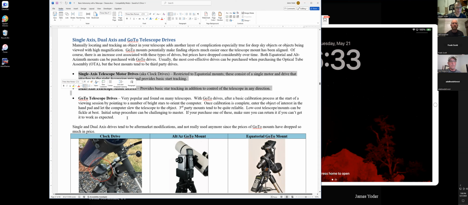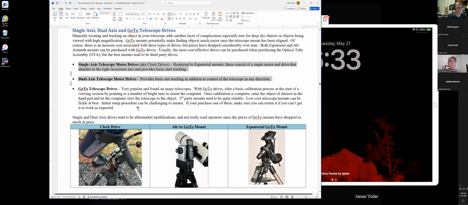Learning how to calibrate that telescope can be challenging if you don't have someone there to help you out with it. I know when I got my first telescope, it took me about 6 months to figure out how to use the thing. Every weekend, I'd spend a couple hours out there playing with it. Finally got it figured out. So those are the go-to telescopes.